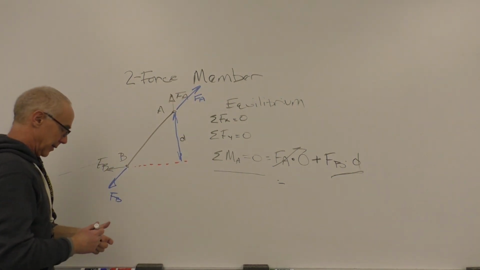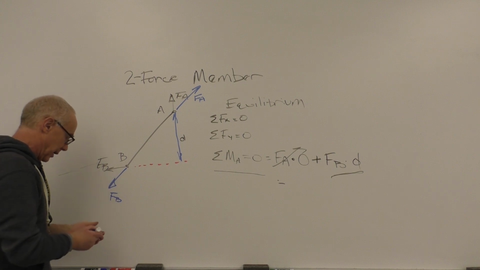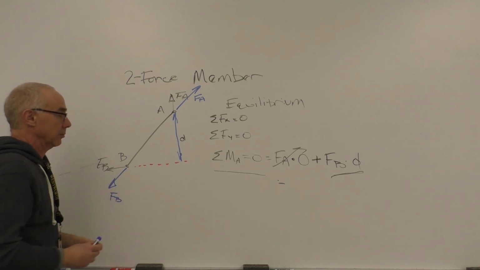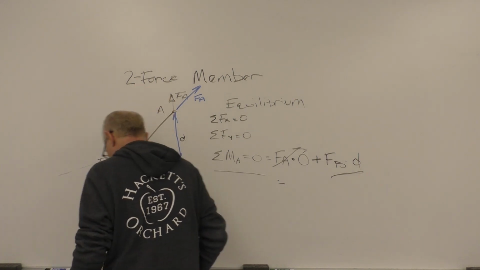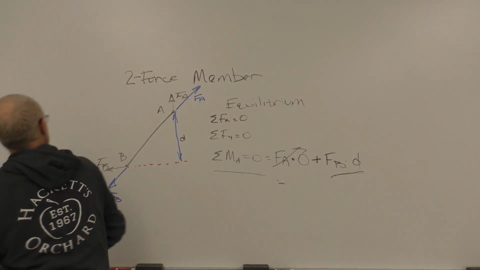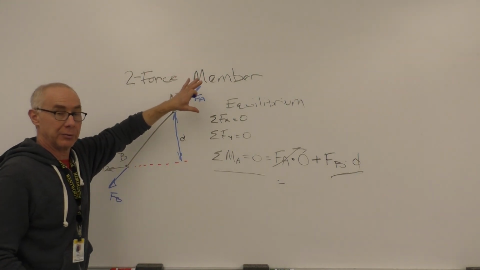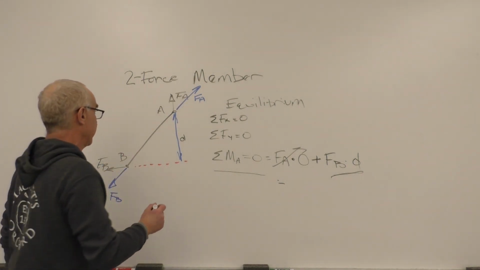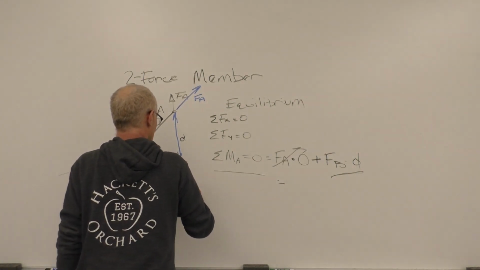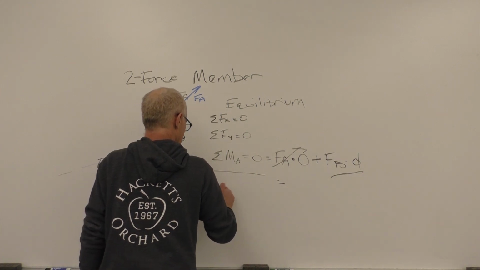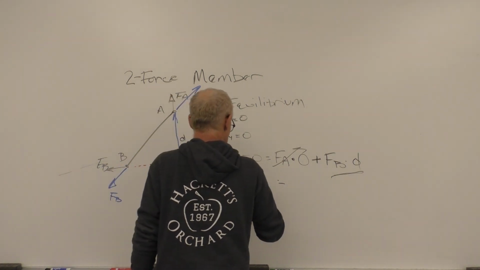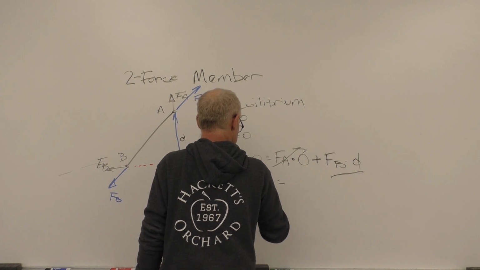So it's telling us two things. Let me just summarize what all this thought process is telling us. First of all, and this is for two force members, which is any member which has two forces applied to it, one is that the forces are in opposing directions.